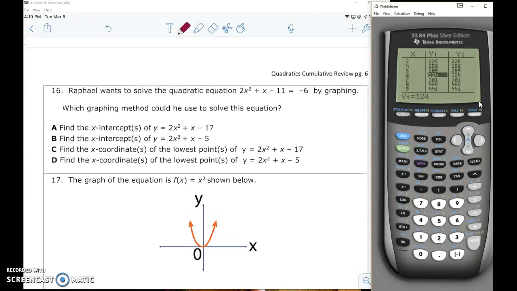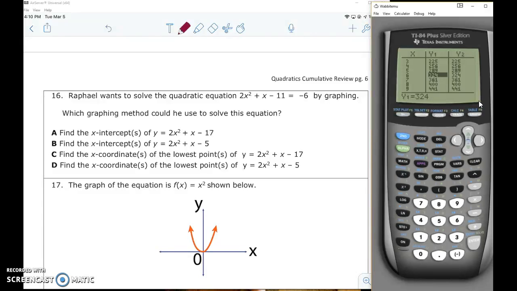Flip over to number 16. Raphael wants to solve the quadratic equation 2x squared plus 11x minus 6 by graphing. Which graphing method could he use to solve this equation? First of all, if we are going to graph, we need to be in standard form. It needs to equal 0.